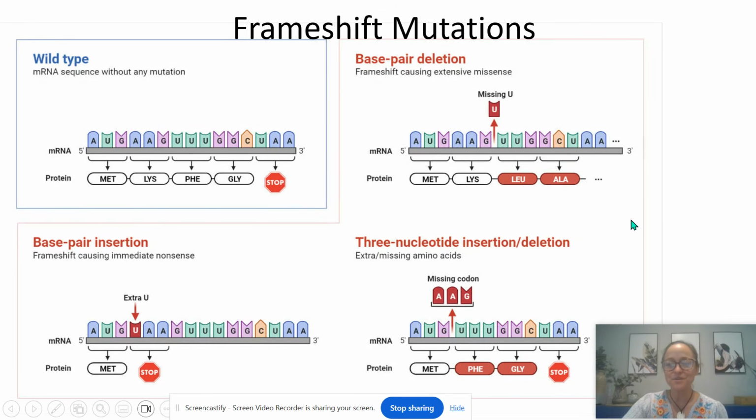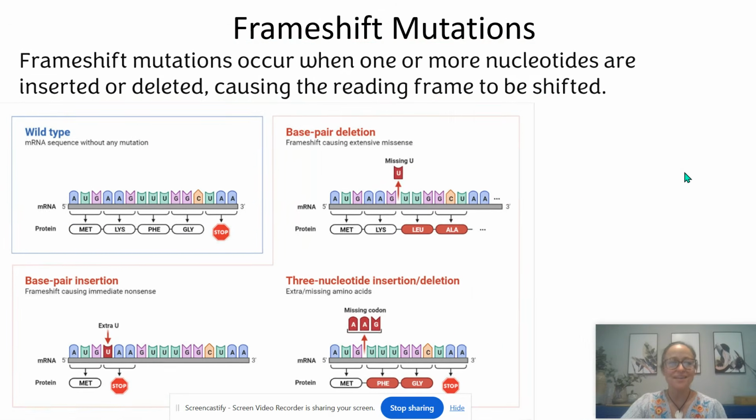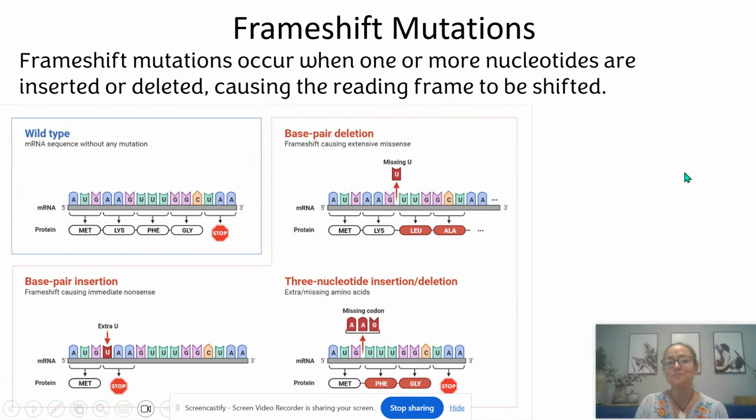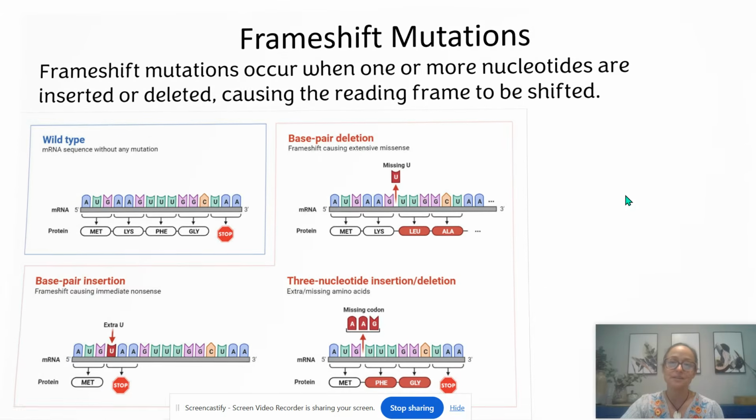So let's go ahead then and look at this words for anyone. Frameshift mutations occur when 1 or more nucleotides are inserted or deleted, causing the reading frame to be shifted.